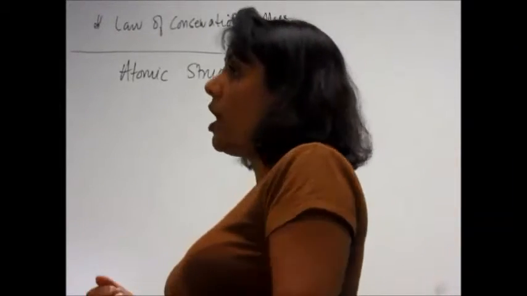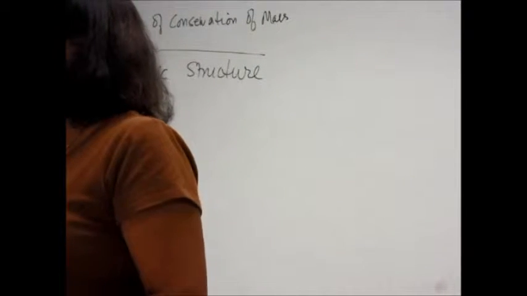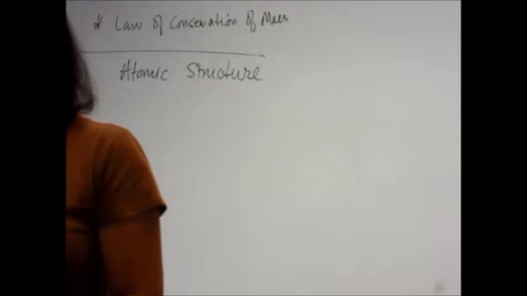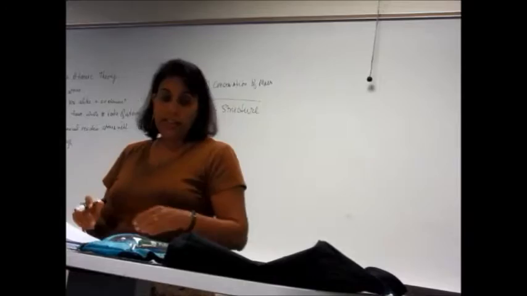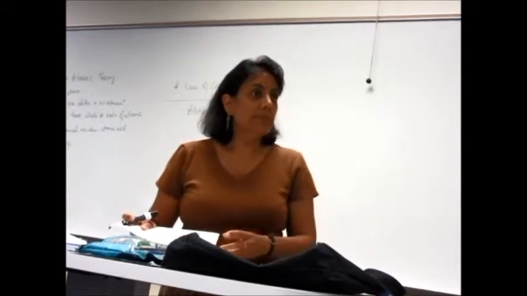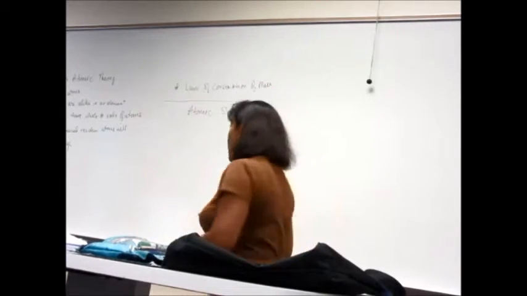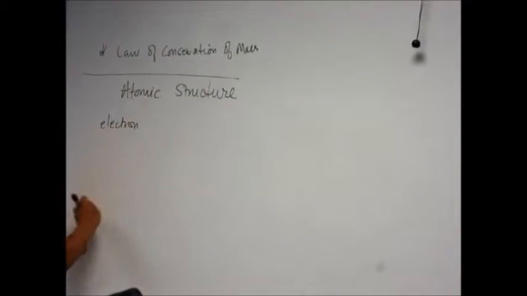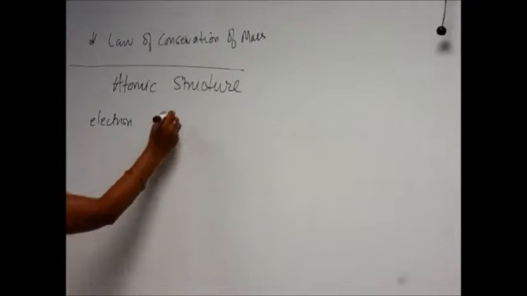So the atomic structure: once the atom was proposed by Dalton, the next question is, what is the atom made up of? What the atom is made up of was discovered by 3-4 scientists, and the first particle that was discovered was, anyone? It was the electron, and it was discovered by J.J. Thomson.